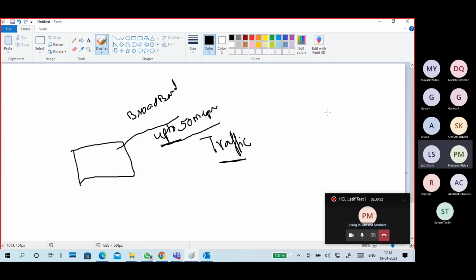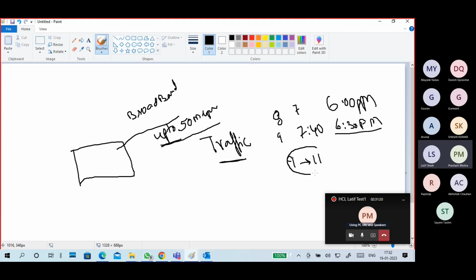For example, in the morning you start from home to go to your office at 6 p.m. By 6:30 you are able to reach. It is a longer distance, you reach by 6:30. If you start at 7 p.m., you may reach by 7:40. If you start at 8 o'clock, you will reach at 9 o'clock. You start at 9 o'clock, you will reach at 11 o'clock. What is the difference? Why is there a difference? Due to traffic.